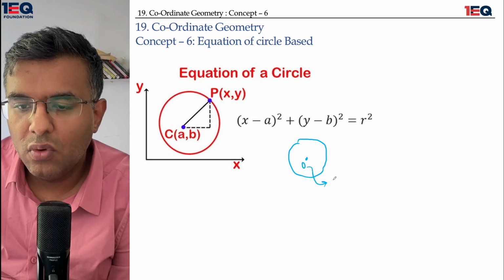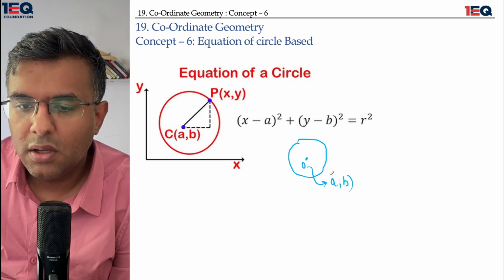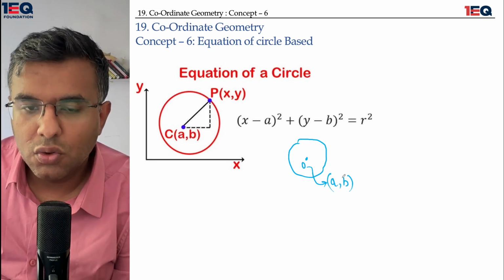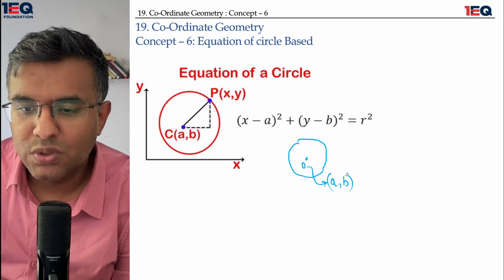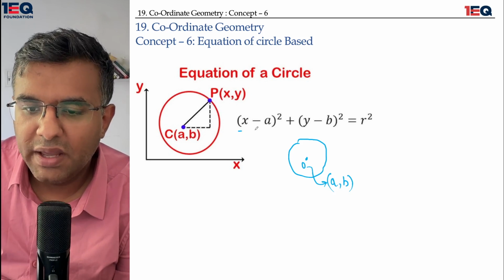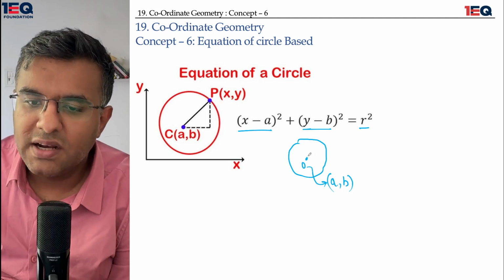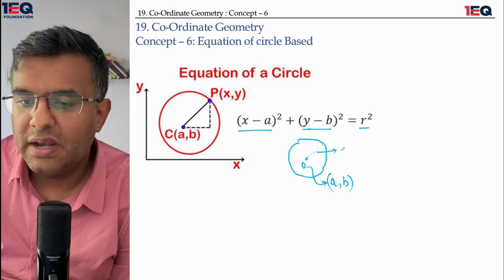The coordinates of O are equal to (a, b). Using this, I have to find the equation of a circle. The equation of the circle would become (x minus a) squared plus (y minus b) squared equals r squared, where r is the radius of the circle.